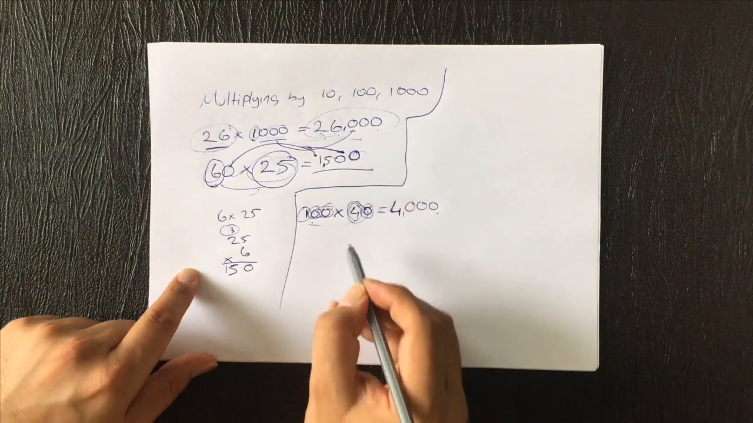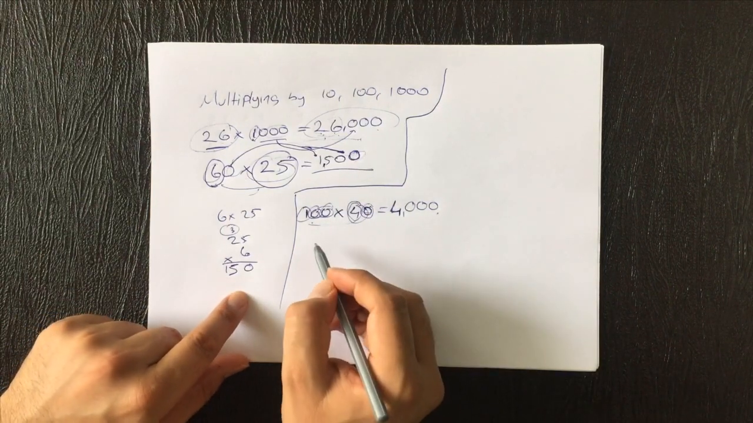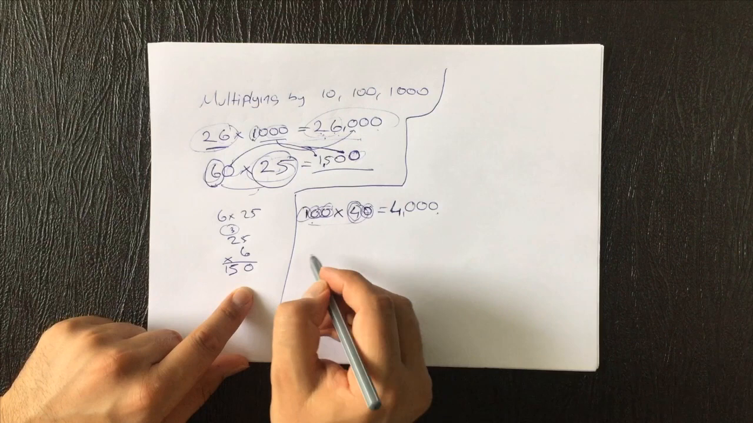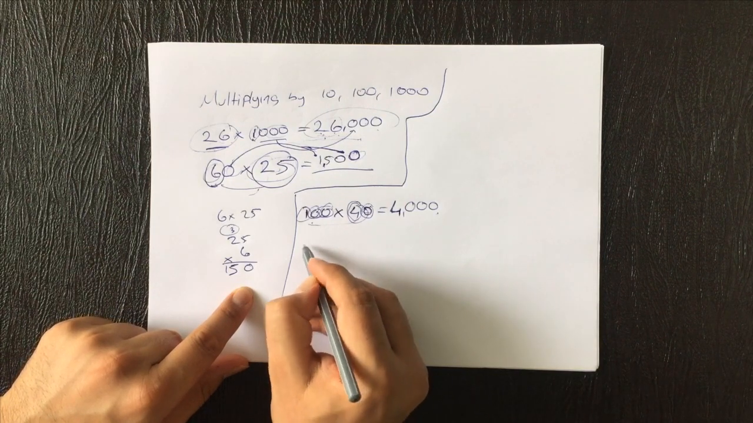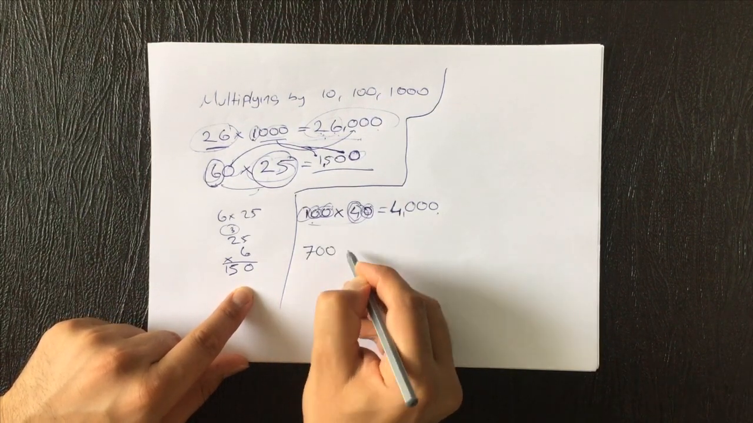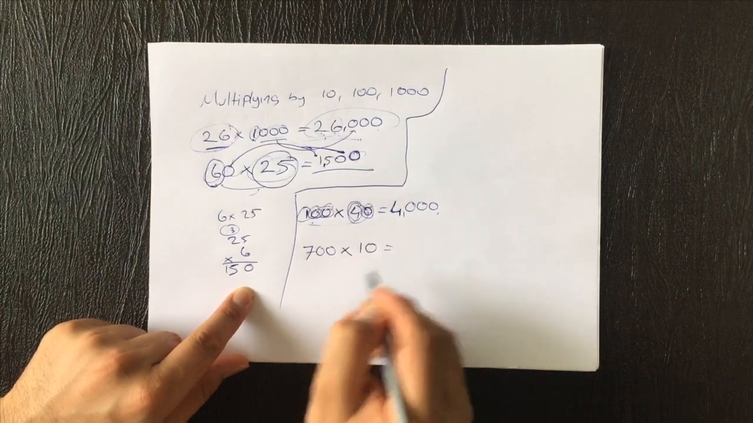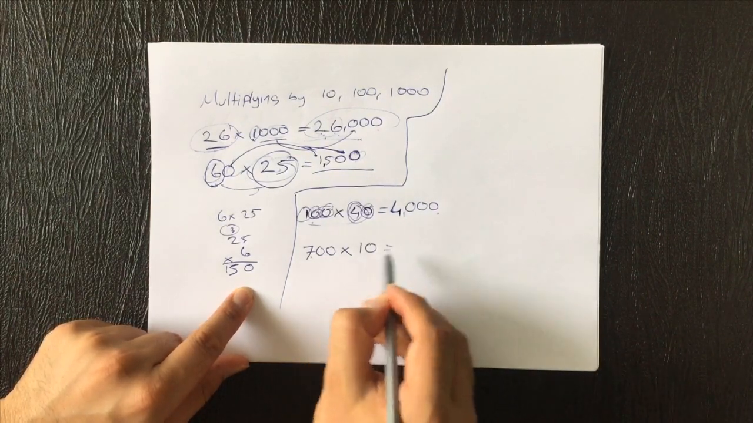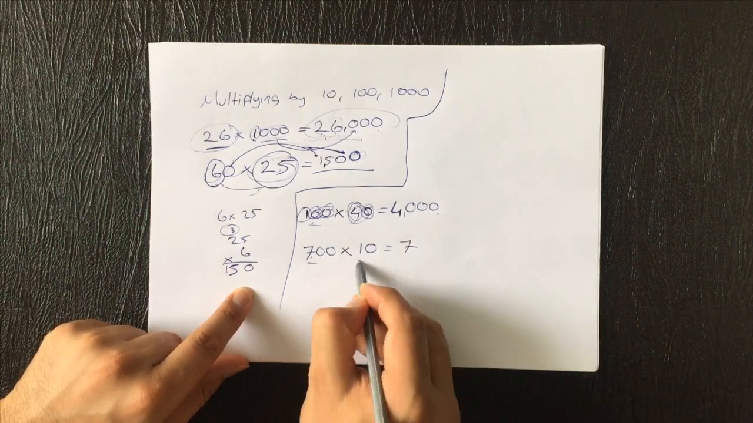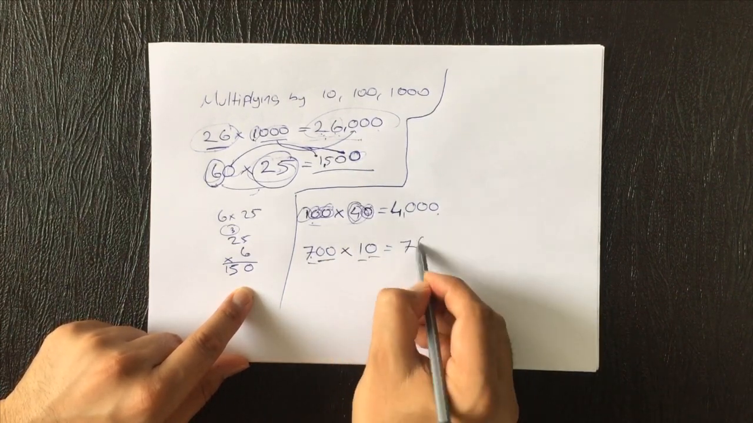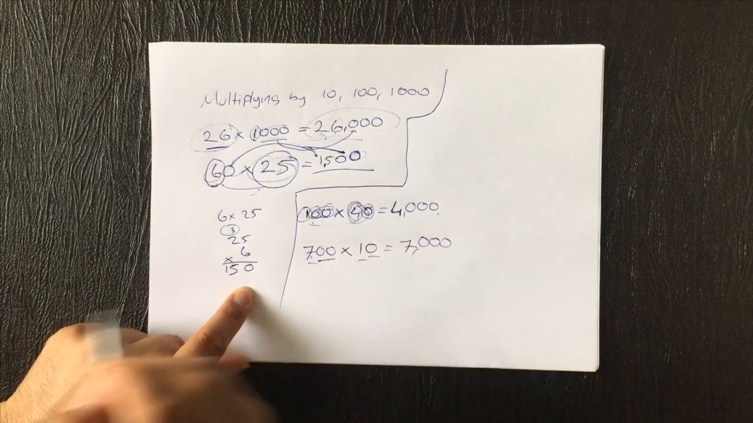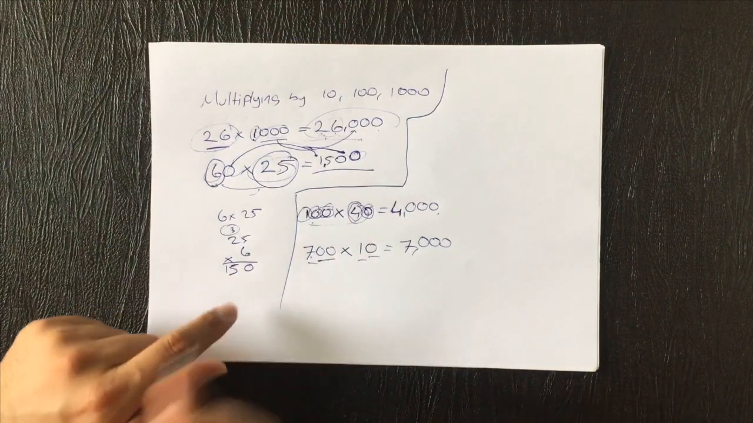Okay, so another example: 700 multiplied by 10. Oh, it's so easy. 7 times 1 is 7. I write it. Then how many 0s? I have to add 3 zeros here. Then the comma is here. 7,000.